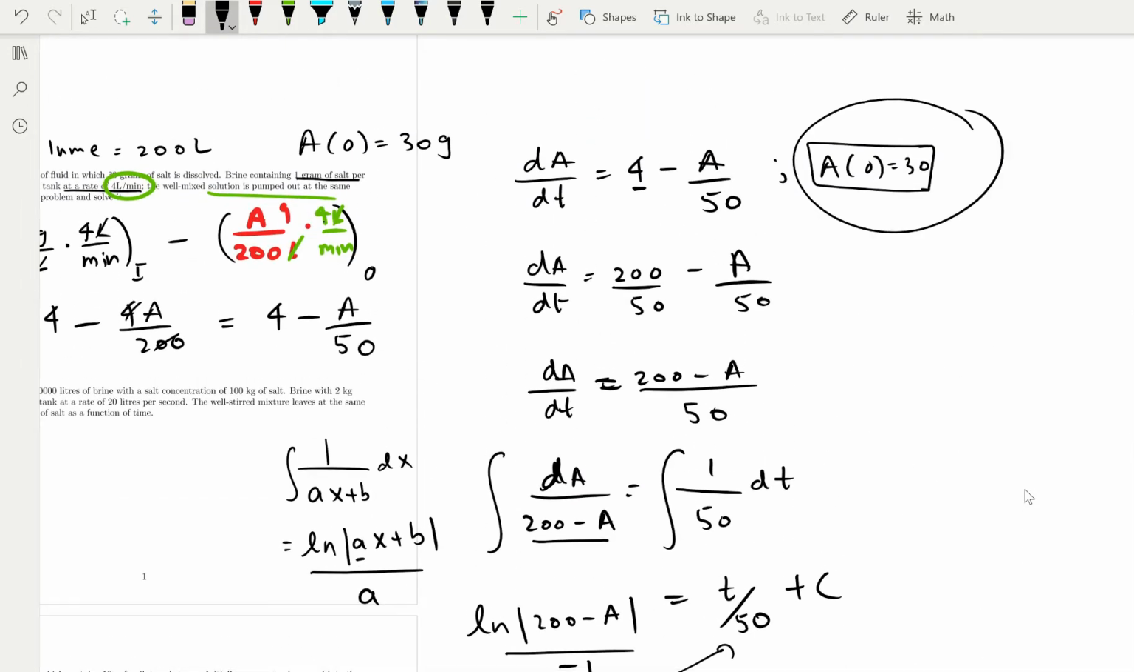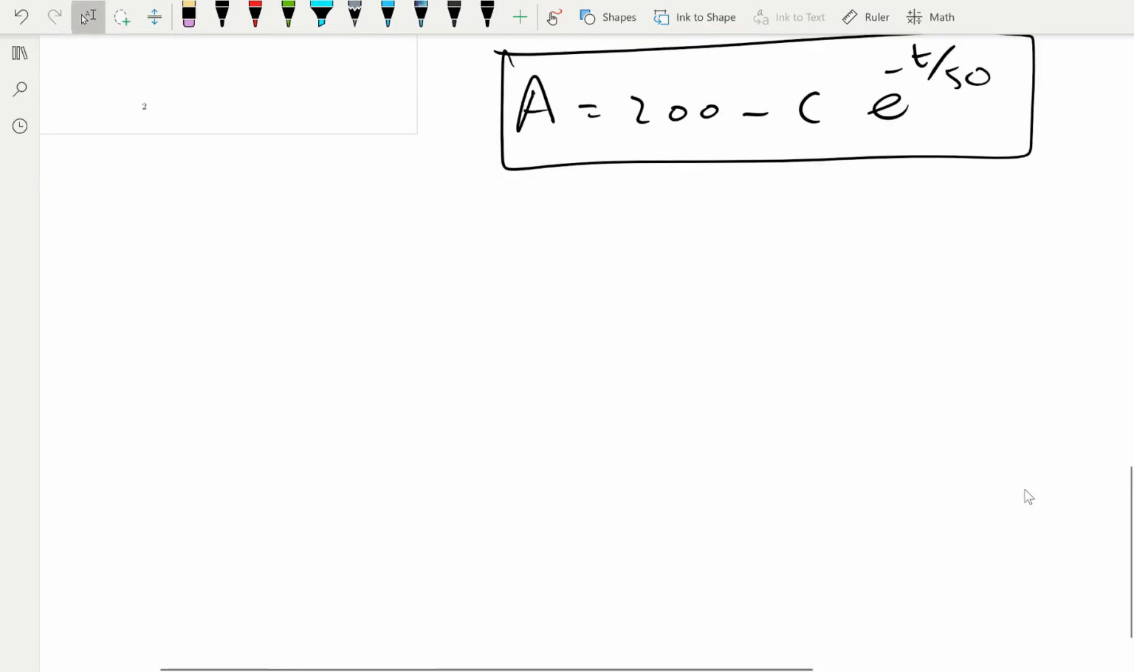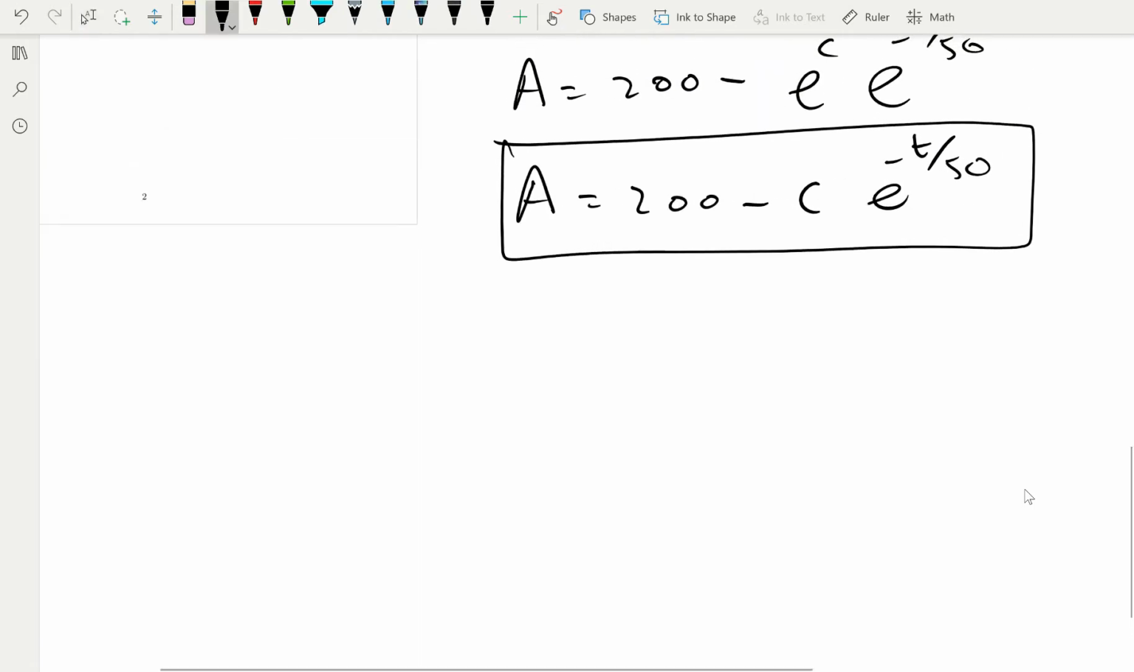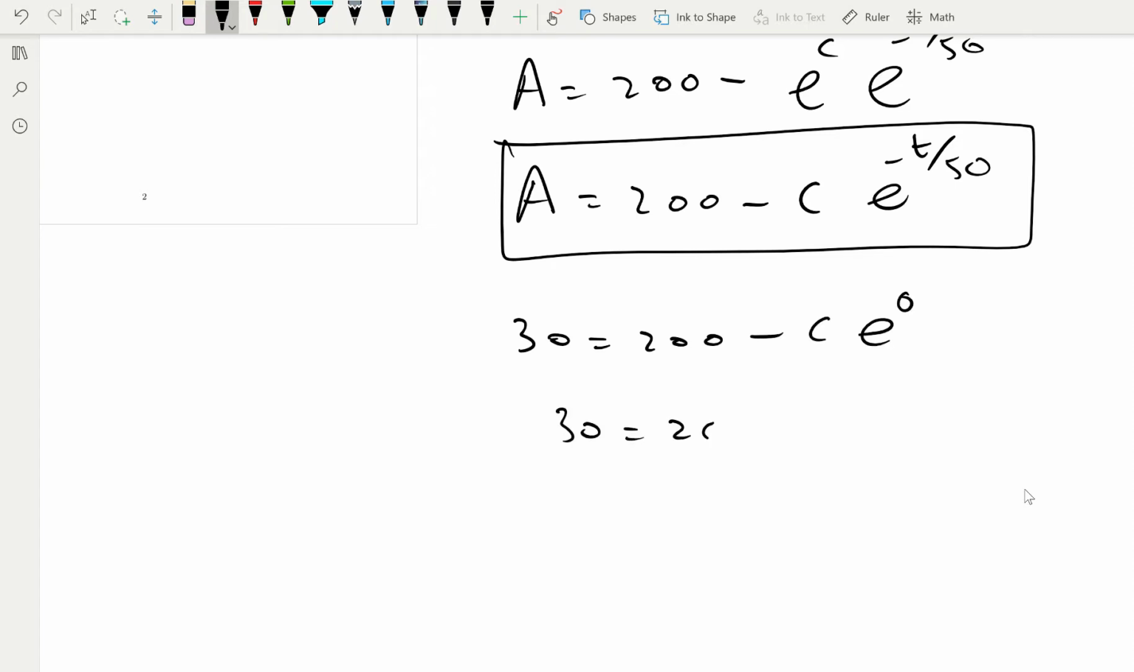So initially you have 30 grams of salt, right? So let's use that. When t is equal to 0, A is 30. So 30 is equal to 200 minus c, e to the 0 is 1, right? So 30 is equal to 200 minus c. So c is going to be what? 170? Yes. c is 170.